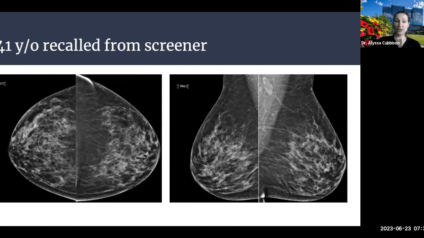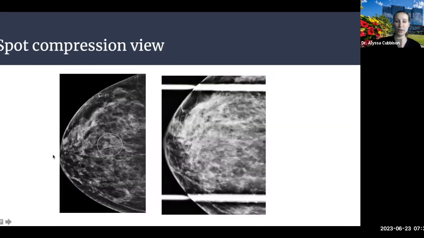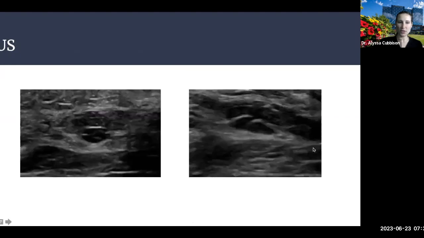So I have a case here. I think that'll be much more important than me just kind of going on and on about this stuff. This was a 41-year-old that was recalled from her screening mammogram. If you can see my circle here, this finding was called back from screener. It was only seen in one view, not really seen in the orthogonal MLO view. So this finding was seen here, spot compression views, putting down that paddle, trying to disperse those tissues.